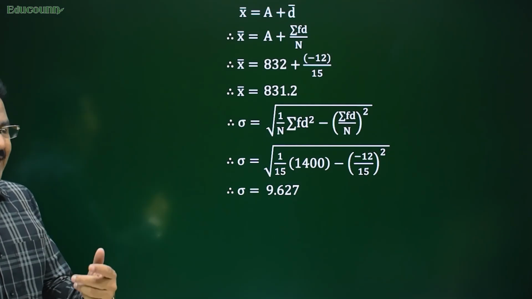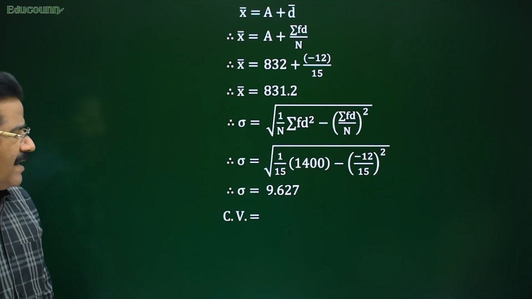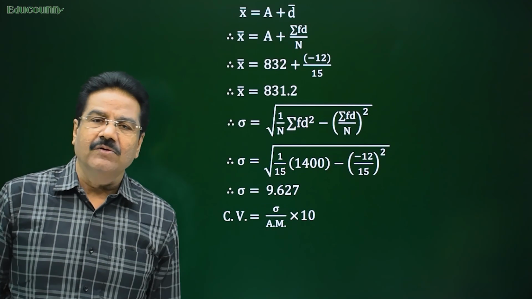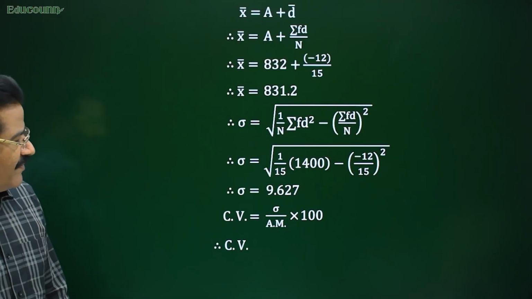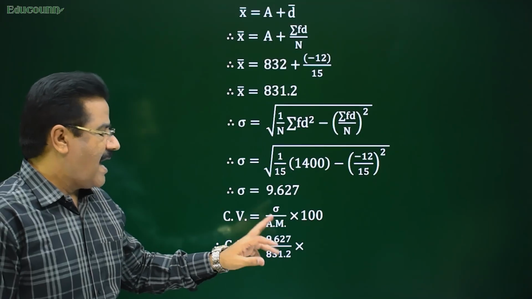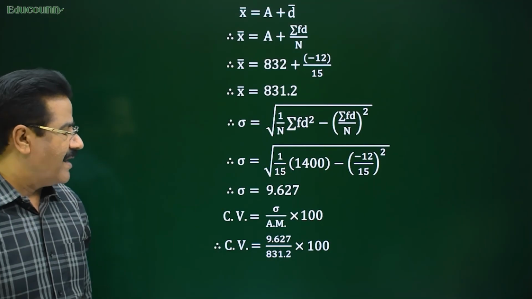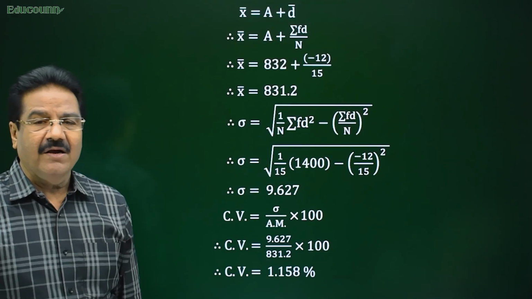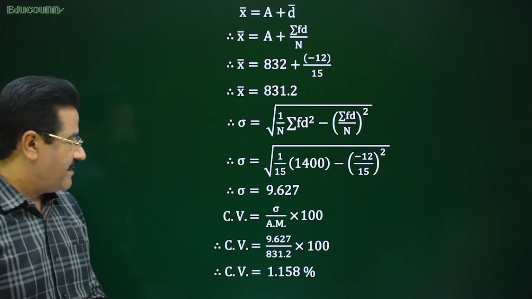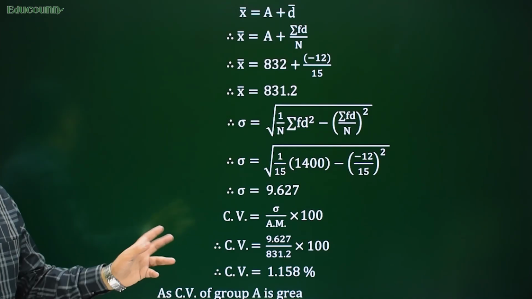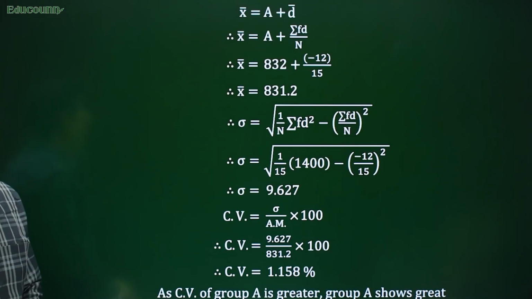Coefficient of variation we need to find out. Formula, coefficient of variation is sigma upon arithmetic mean into 100. So substitute the values. So we get 9.627 upon 831.2 into 100, and the coefficient of variation is 1.158%. And now we can see the comparison of group A and group B.